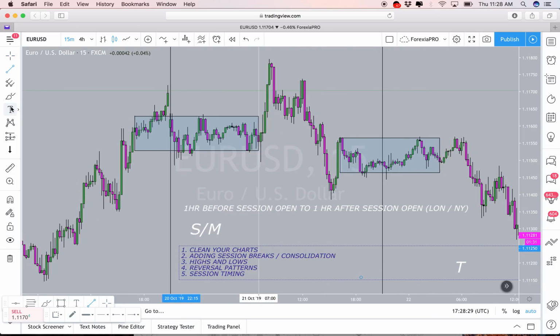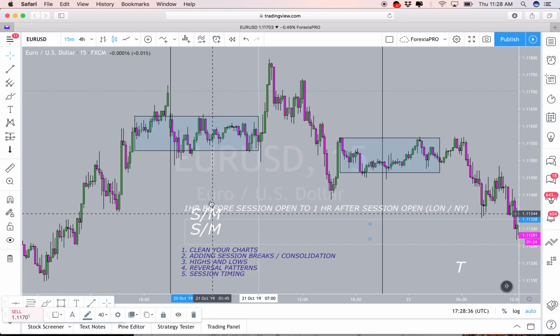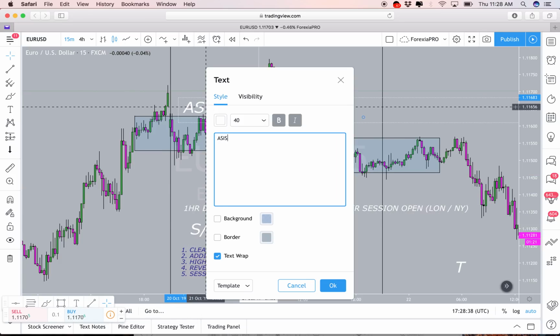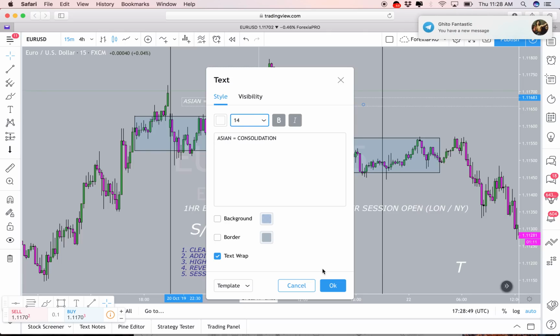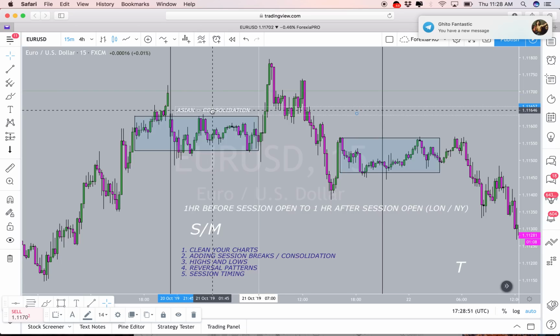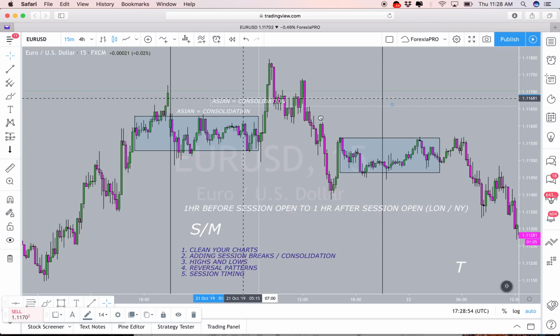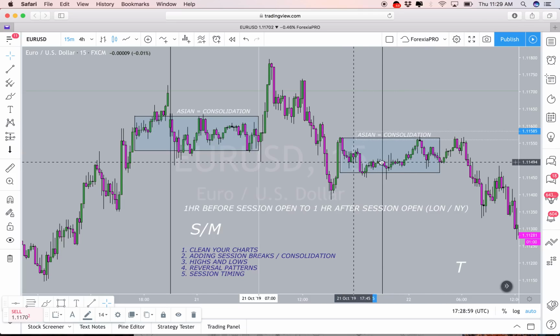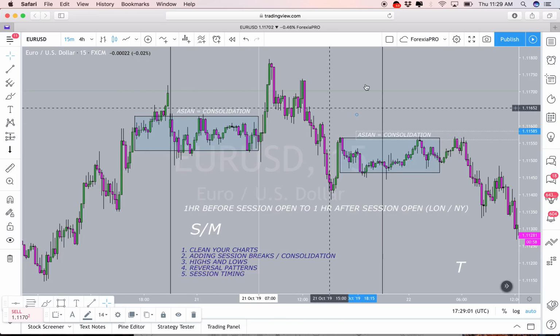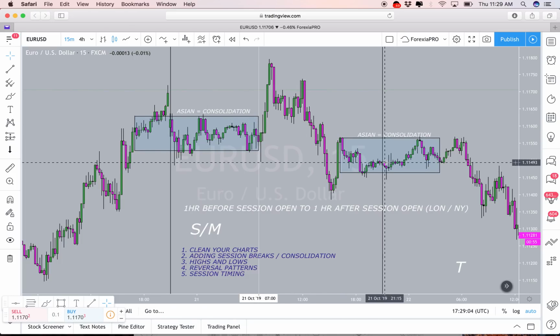So, we can see Asian session consolidation. Asian session is known for consolidation. At least that's what I teach my students. Asian session, we don't trade. I personally don't trade because that's what happens most of the time. So Asian session consolidation, then what happens?